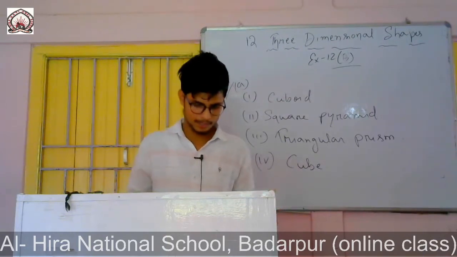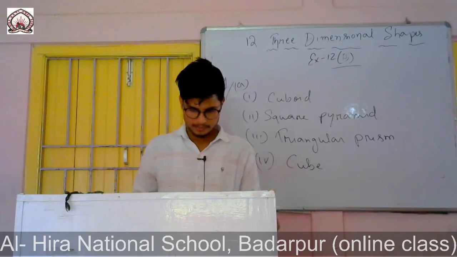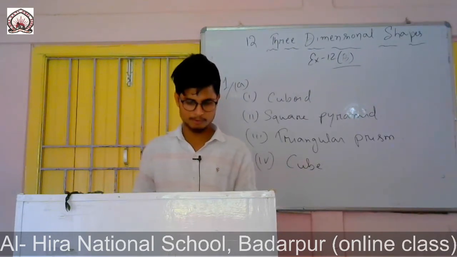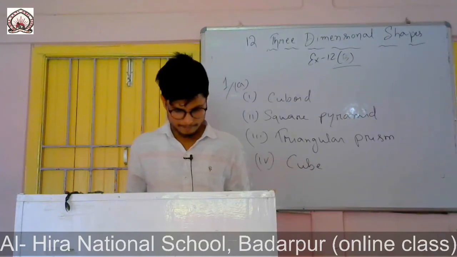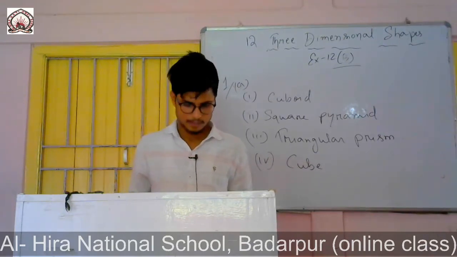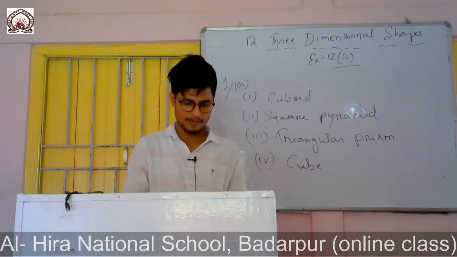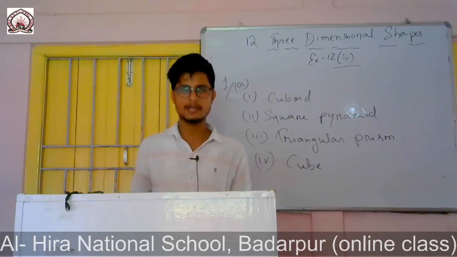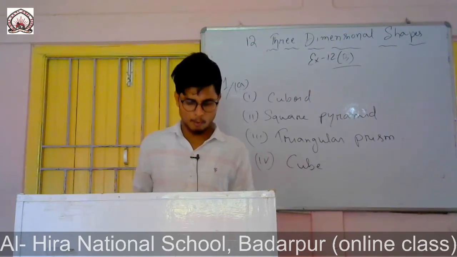Now question number 2, match the names of the 3D shapes with their nets. The question is slightly worded wrong, but you have to name the 3D shape. Some nets are given and some names of 3D shapes are given, and you have to match them. So question number 2a, cuboid.